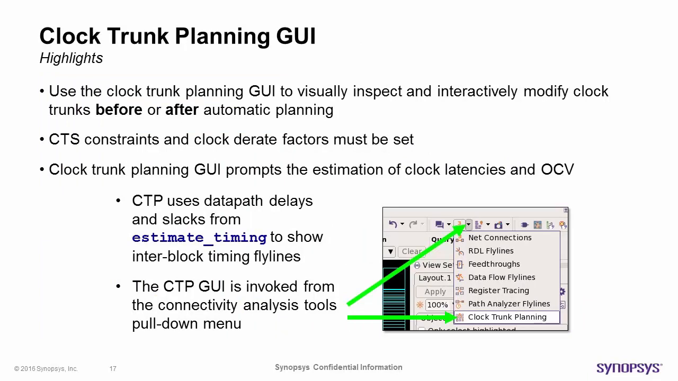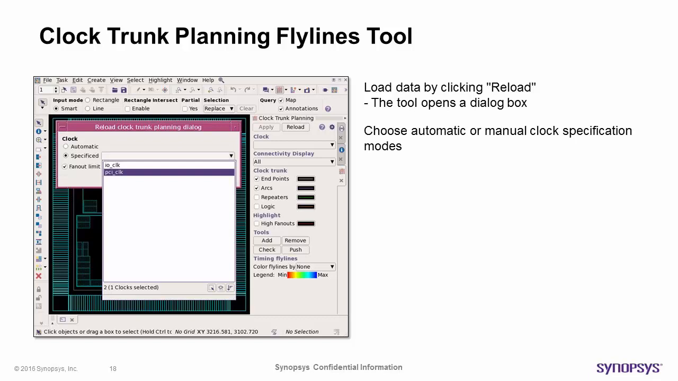After we finish clock trunk planning, we can use the GUI to check our results. We use the clock trunk planning GUI to visually inspect and interactively modify clock trunk before or after automatic planning. CTS constraint and clock delay factor must be set before running the GUI. The picture below shows the clock trunk planning GUI is invoked from the Connectivity Analysis tool pull-down menu. And then you load data by clicking Reload. The tool opens a dialog box. Choose Automatic or Manual Clock Specification mode.